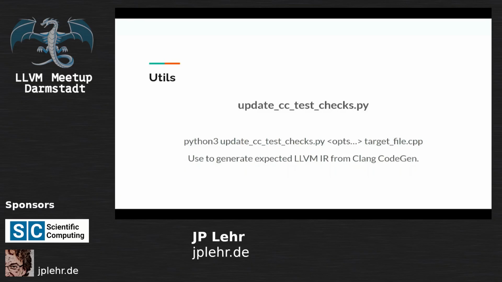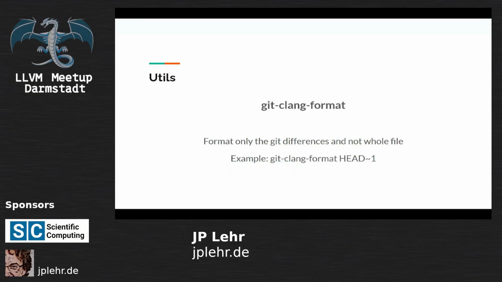So there are different update-something-test-checks scripts that you can use, and there's even an any-test-checks top-level script that will dispatch to the different specific ones depending on your actual test case. I didn't get this to work though, so I'm not sure. But yeah, this is used in quite many of the OpenMP CodeGen tests.